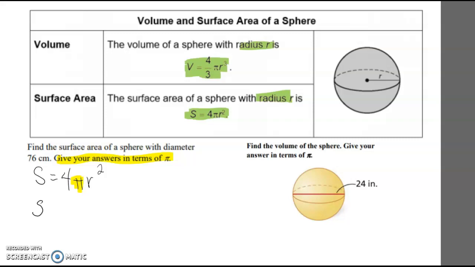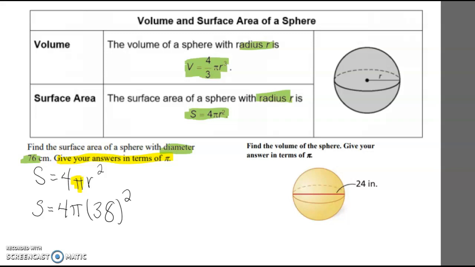So to find the surface area, we're going to do 4 pi, and then my radius. It looks like they gave us diameter here. In order to find the radius, we have to take that diameter and divide it by 2. And 76 divided by 2 is 38.